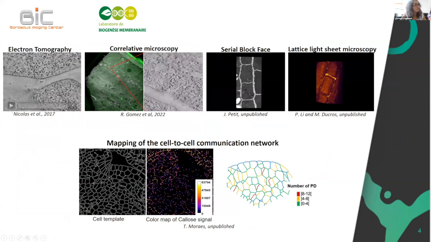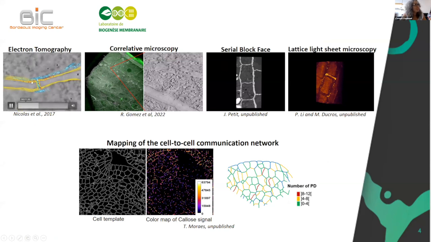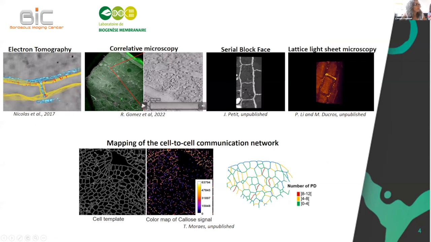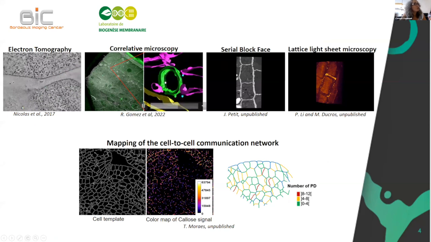For Bordeaux, we have a strong expertise in electron tomography, as you can see here. And we are very expert in plasmodesmata observation. We also implemented a method for correlative microscopy. And here you can see, in light microscopy, a little structure which is tagged with GFP. And after, we can focus on it to look at the 3D ultrastructure thanks to electron tomography.